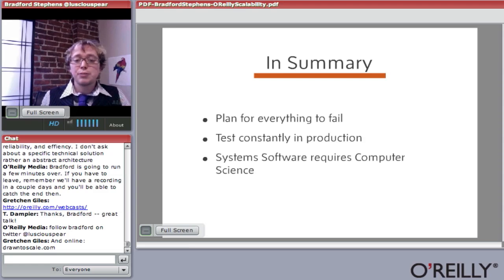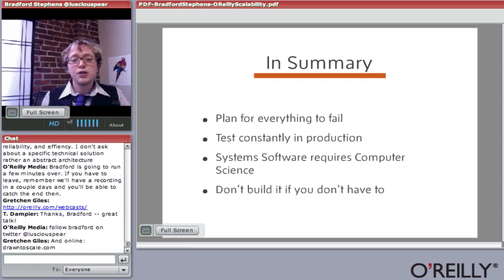System software requires computer science. This is not writing a 3-tier web app. This is very difficult problems you have to solve. Even if you're using things like Hadoop and HBase, these are not point-and-click things. You have to roll this out, configure it from scratch.